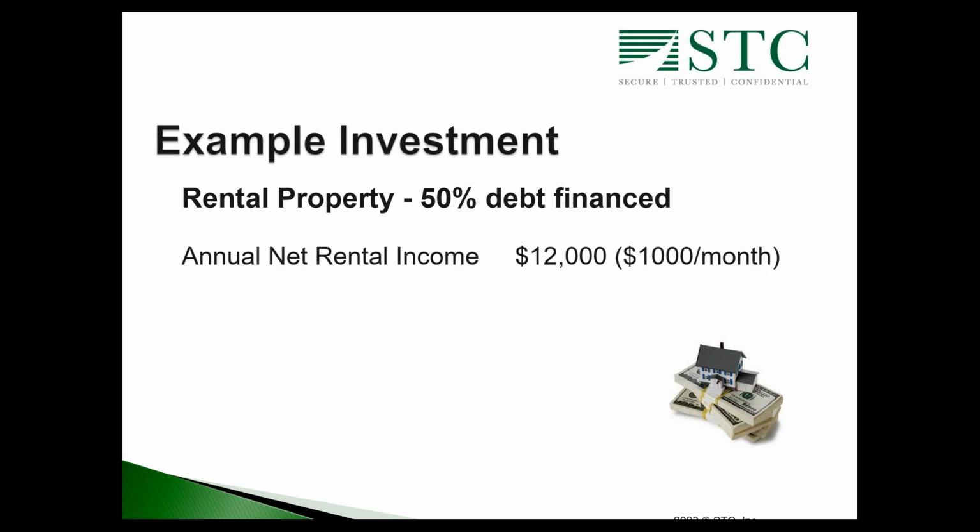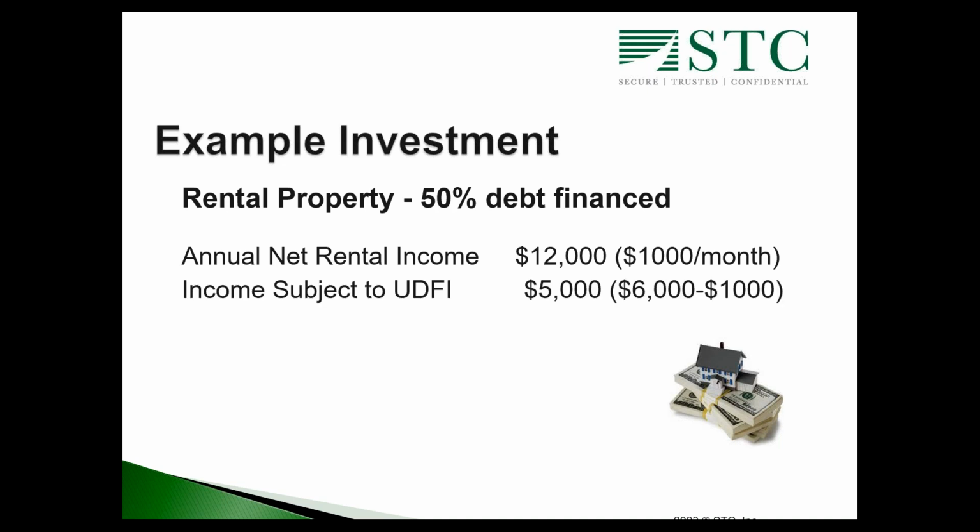Now, your annual net rental income is $12,000. So that means all of your rents came in and all of your expenses were paid. Your taxes, the new roof, whatever you paid for the renter and utilities, any of those things, they're all deducted. And your net rental income for the year is $12,000.